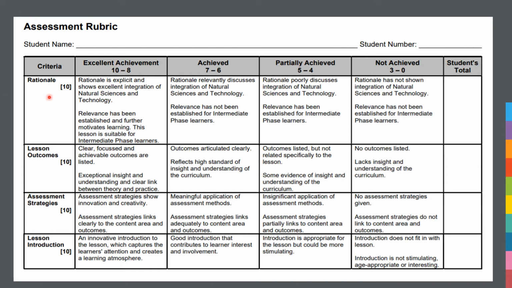So if we look at the rationale, 6 to 7 marks for achieved. Here we've just got the rationale relevantly discusses integration of NST. Relevance has not been established for IP learners. 8 to 10: the rationale is explicit and shows excellent integration of NST. Relevance has been established and further motivates learning. This lesson is suitable for intermediate phase learners.